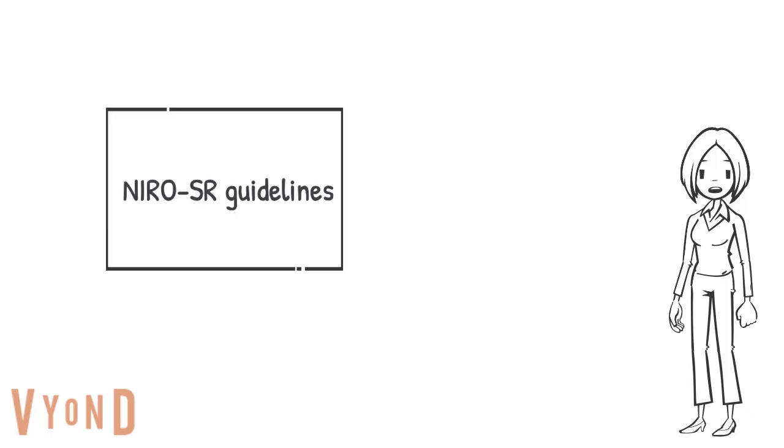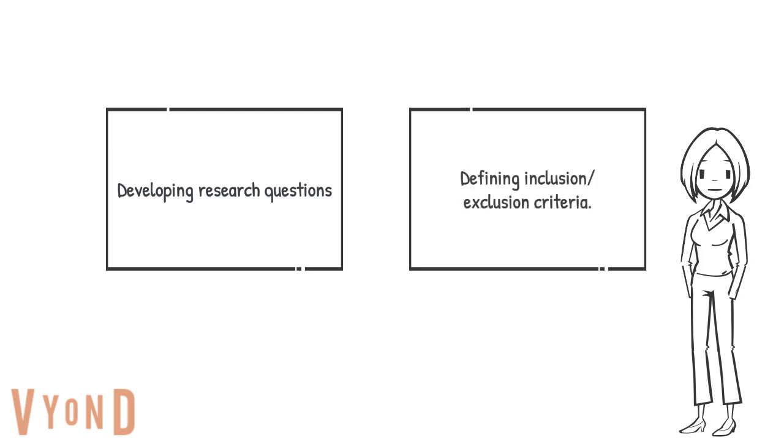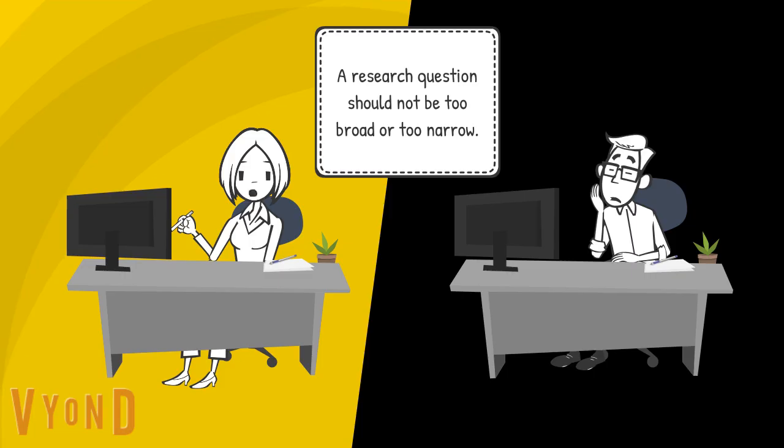Although both NeuroSR guidelines and PRISMA-P checklist recommend many items to address every stage in a systematic review, I will cover developing research questions and defining inclusion and exclusion criteria. Formulating a research question is not easy in systematic reviews. The question should not be too broad or too narrow. Let's look at some examples.